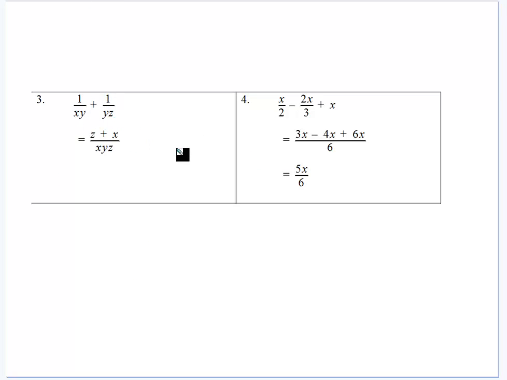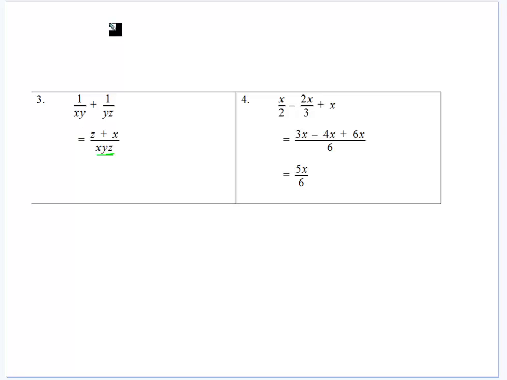Now this is where students get themselves into trouble because someone would just go, okay, xy times yz, and that's going to give me xy squared z. That's not our lowest common denominator because what would be the lowest number that xy would go into that includes a z? Well, xy times z would give us that denominator there, and yz times x would give us that denominator there. So it's not our lowest common denominator.